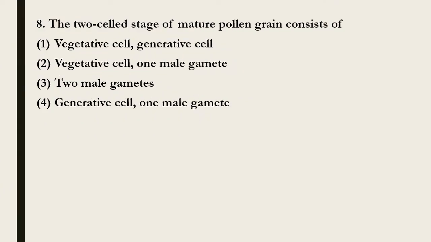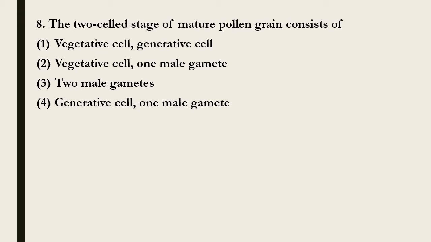Question number 8. The two cell stage of mature pollen grain consists of: option 1, vegetative cell, generative cell; 2, vegetative cell, 1 male gamete; 3, 2 male gametes; 4, generative cell, 1 male gamete. So let's see. We already discussed this several times.